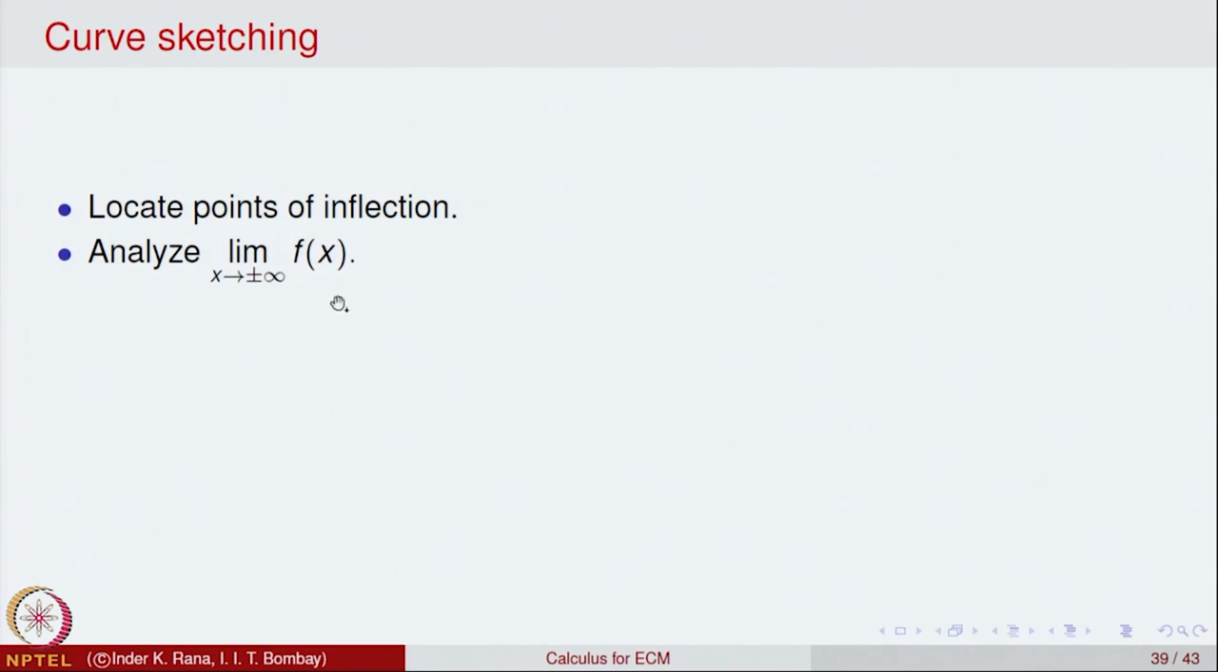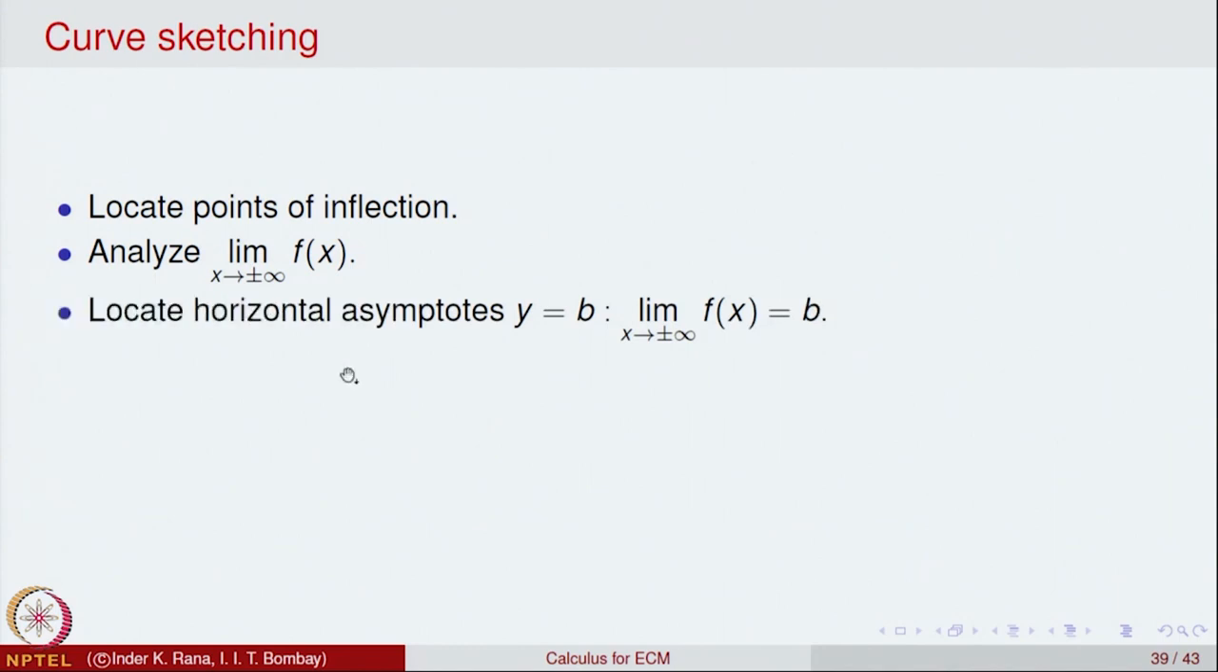So, all this data, along with what happens to the value of the function as x goes to plus infinity or minus infinity. You can also try to analyze horizontal asymptotes, and this is what will give you a vertical asymptote.